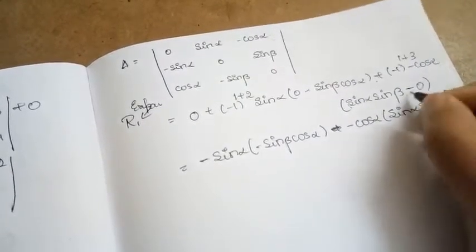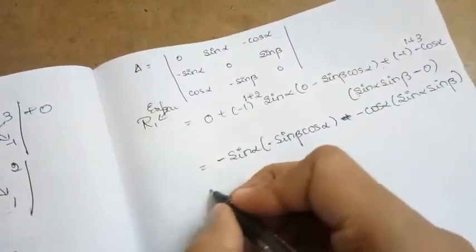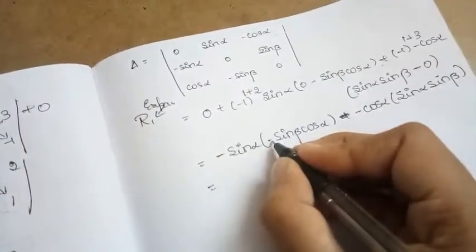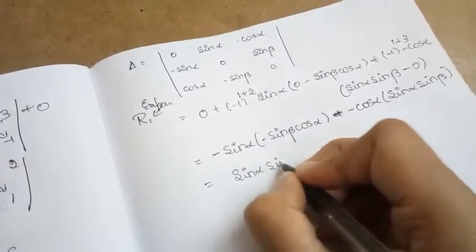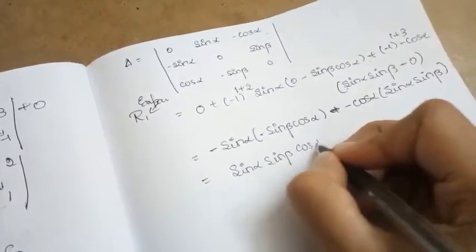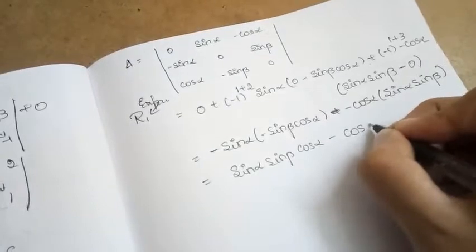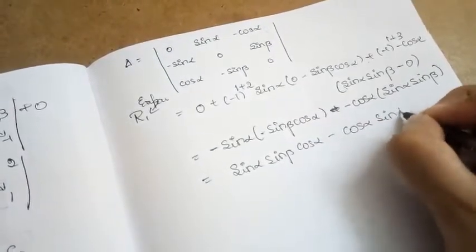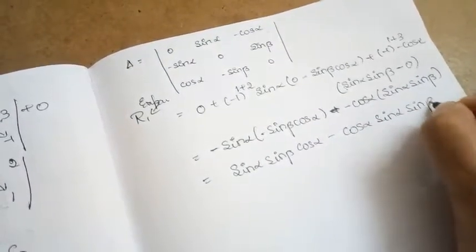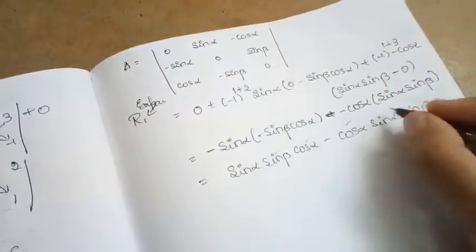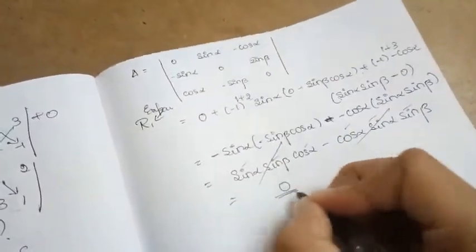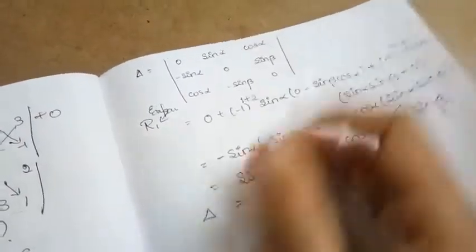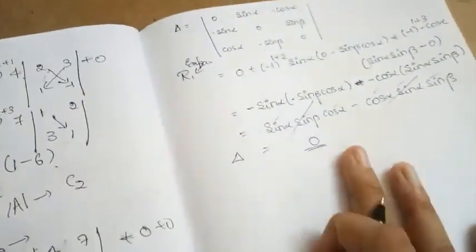Now I will multiply minus 0, so nothing changes. So after adding, minus into minus plus sin alpha sin beta cos alpha minus cos alpha sin beta. You can see clearly cos alpha sin beta sin alpha cancels, which is equal to 0. So the determinant value of this one is equal to 0.